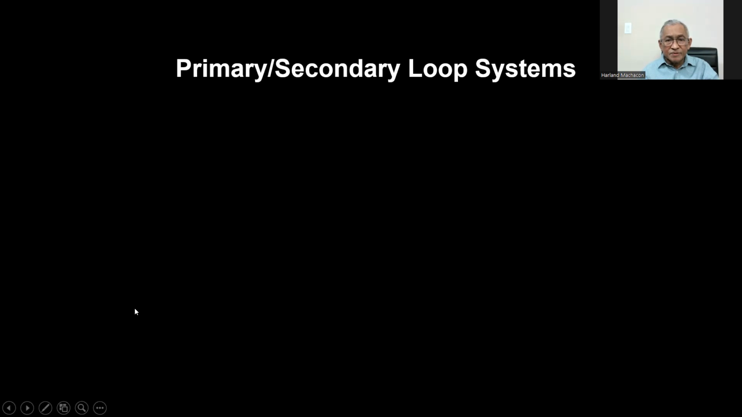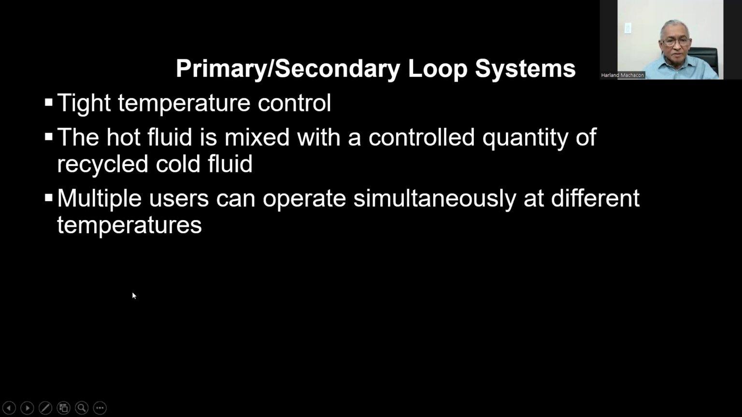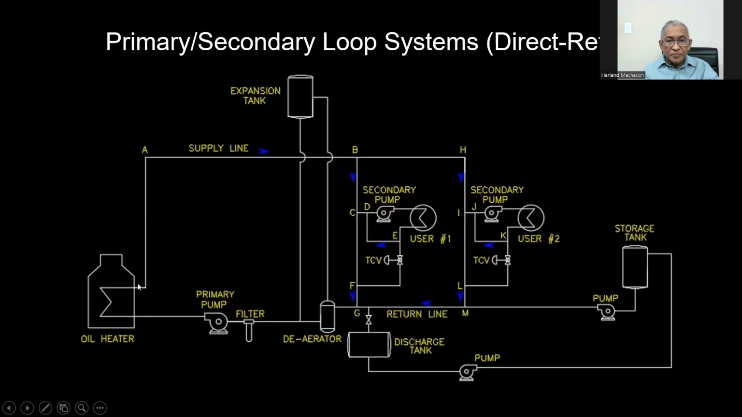Primary-secondary loop systems are needed. This setup is needed for tight temperature control. The hot fluid is mixed with a controlled quantity of recycled cold fluid coming from the users. And multiple users can operate simultaneously at different temperature requirements. So we have here the configuration of a primary-secondary loop system, which is of direct return setup.